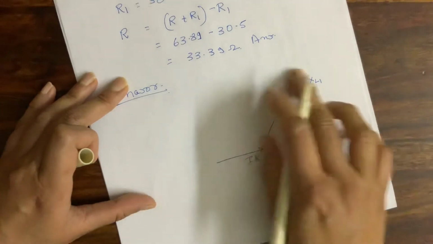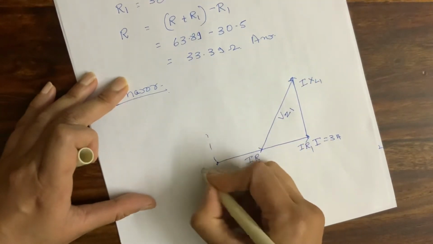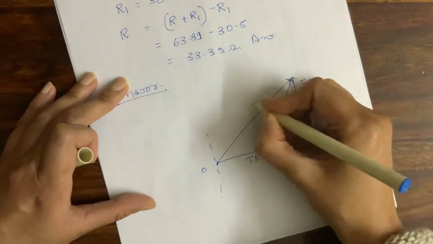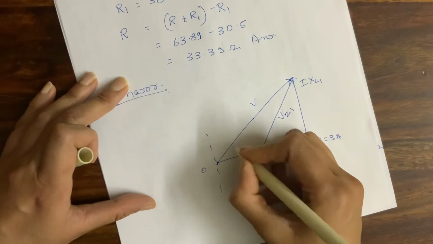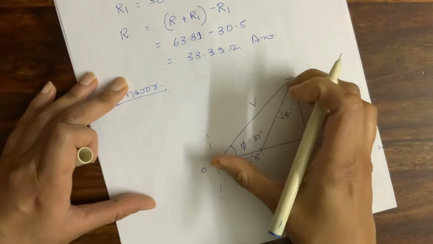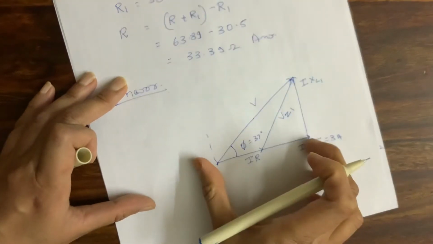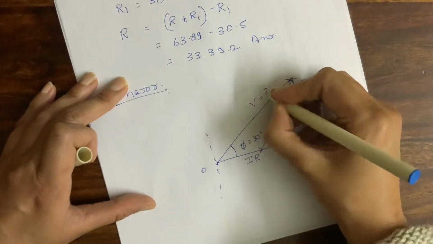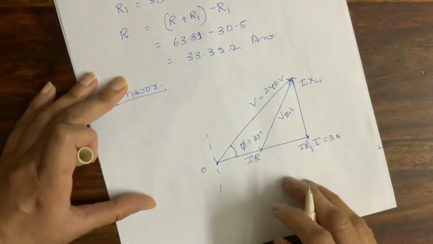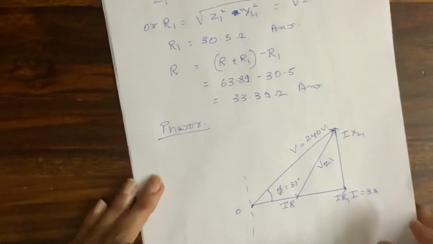I have named that as VZ1, as you can check in the question. And the total voltage is the supply voltage, so that will be from the origin. So this is the origin, and we get a supply voltage, the total V. And this is the angle phi, which is specified as 37 degrees, because that angle is between the total voltage and total current. That V is also given as 240 volts. So this is the phasor of that particular question.